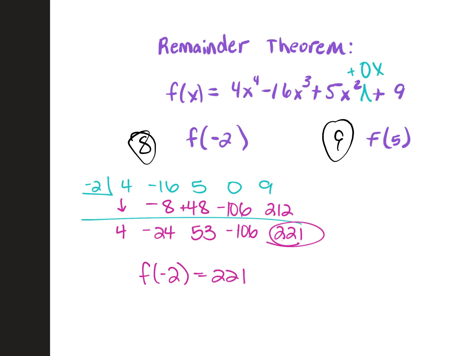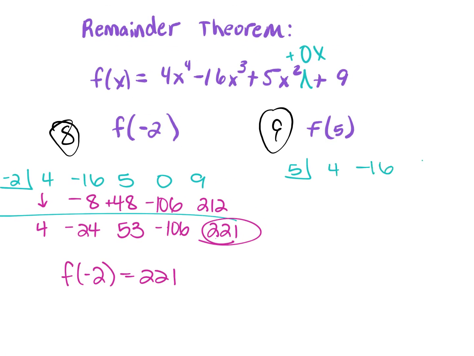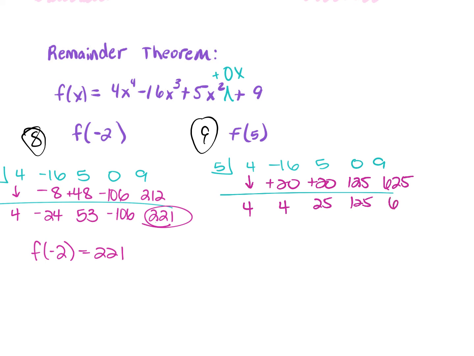For 9, we're going to put 5 in the box. You're going to use the same numbers. So 4, negative 16, 5, 0, and 9. 4 drops down. 4 times 5, 20. Negative 16 plus 20 is 4. 4 times 5 is 20, plus the 5, 25. 25 times 5 is 125. 125 times 5 is 625. 625 plus the 9 is 634. So the f of 5 is 634.